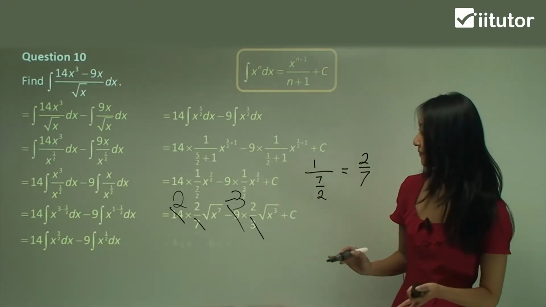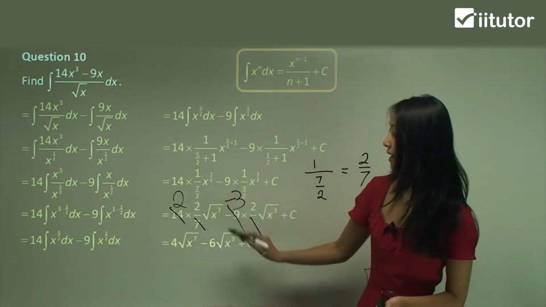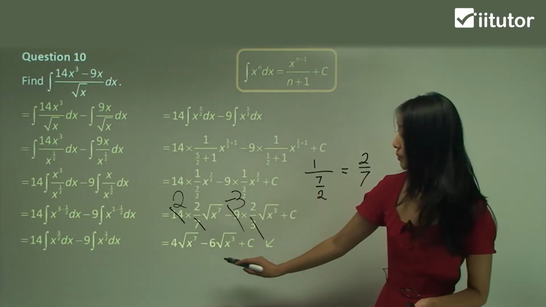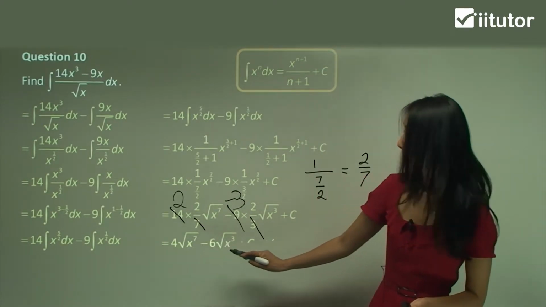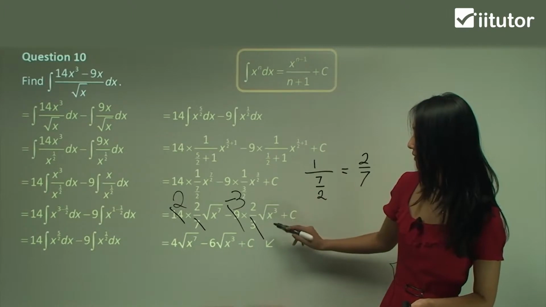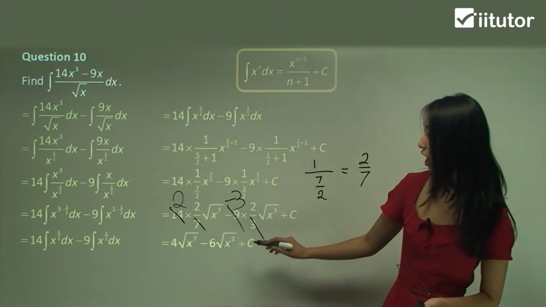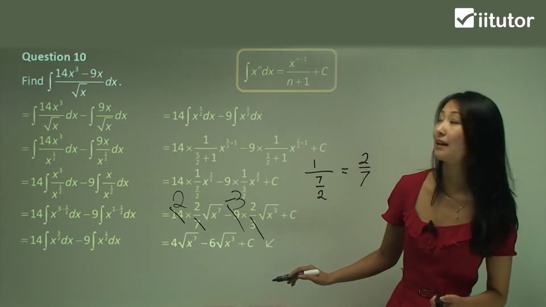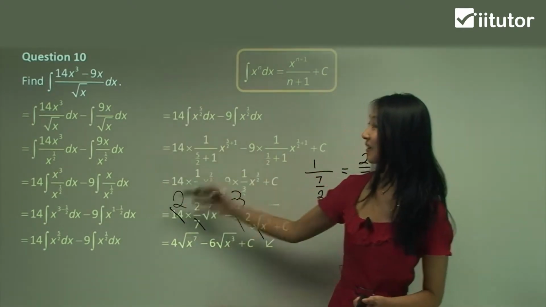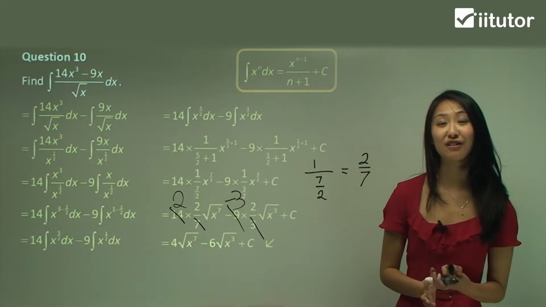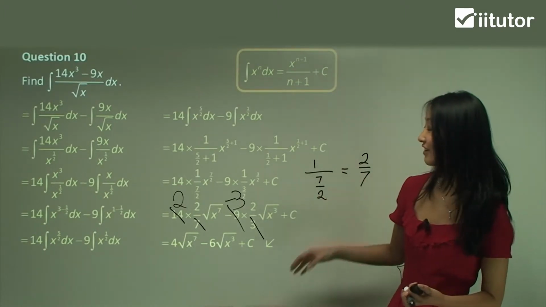So finally, we should get our answer as 2 times 2, which gives us 4, square root of x to the power of 7, minus 3 times 2, which gives us negative 6, square root of x to the power 3 plus c. Okay, so you can see it is quite a long question, but we've actually only gone through it step by step, and therefore it's actually not that difficult.